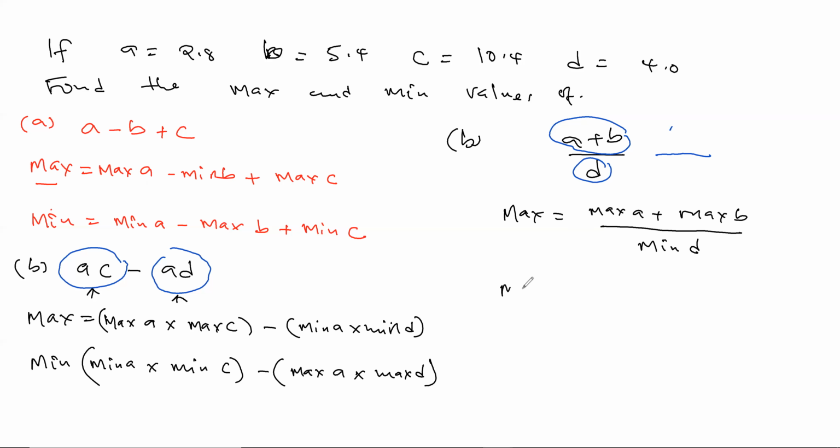So if I want to get the minimum of this value, I'll take the minimum of the numerator divided by the maximum of the denominator. So the numerator is A plus B. Addition for minimum, you take the minimum. So it will be minimum of A plus minimum of B, then divided by maximum of D.